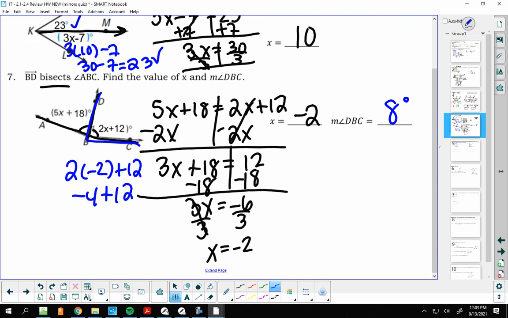Now, I made up this problem, and the numbers clearly are not great because is that really an 8-degree angle? No way. Yours on the quiz will make sense. Mine does not because I just picked random numbers. Now, if we wanted to check, we could plug in negative 2 into this side. So we get negative 10 plus 18, which is 8. Does 8 match this half? Yeah, and they should. So that's a really good way to check your work.